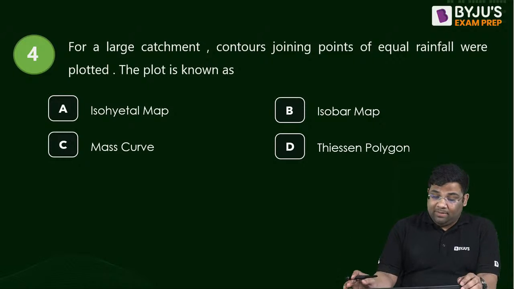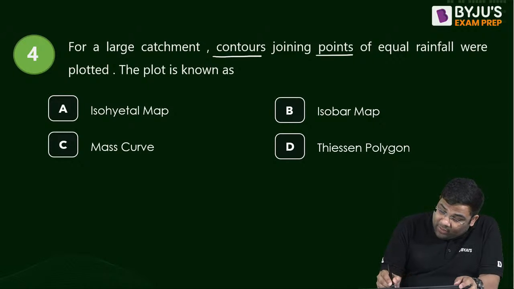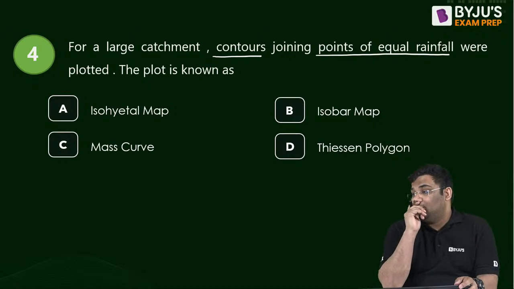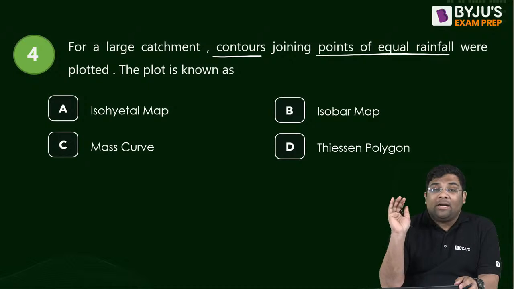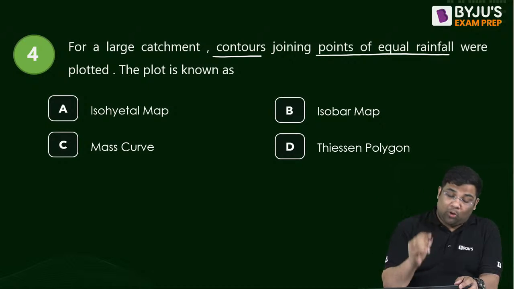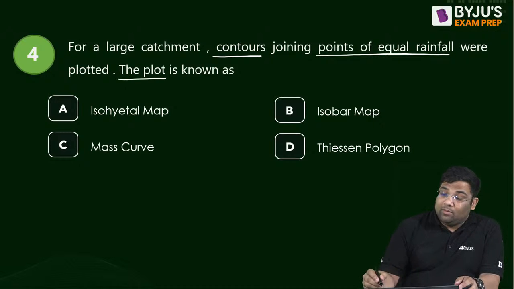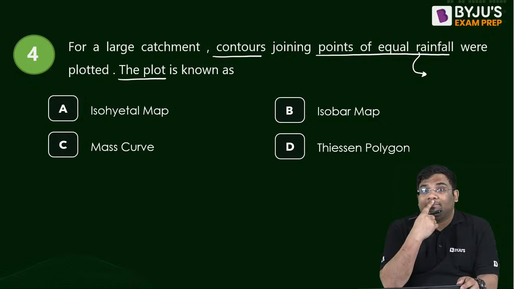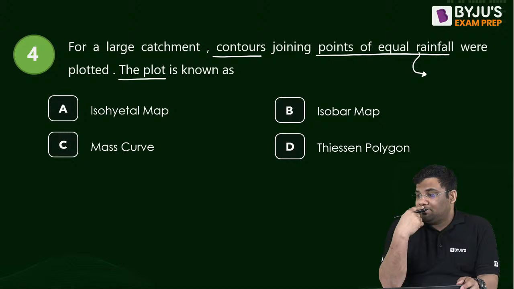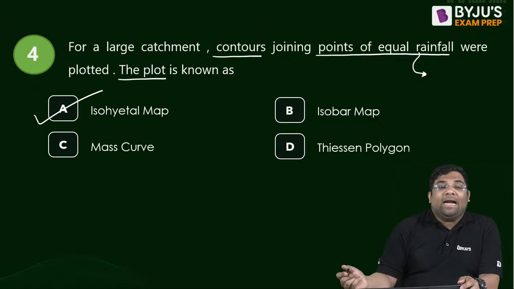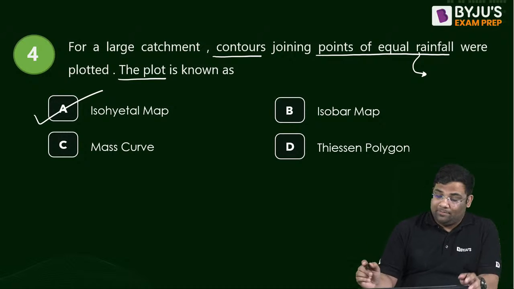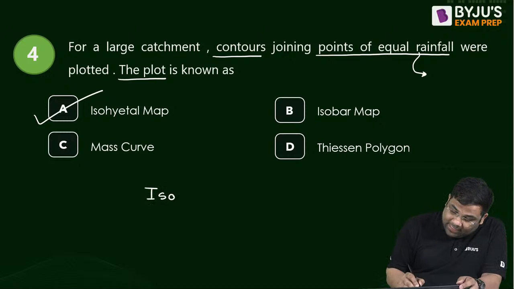For a large catchment, contours joining points of equal rainfall were plotted. The plot is known as what? Points of equal rainfall, what do we call that? It is an isohyetal map. So isohyet is what? I can say isohyet is a map. So I can say isohyet is what?